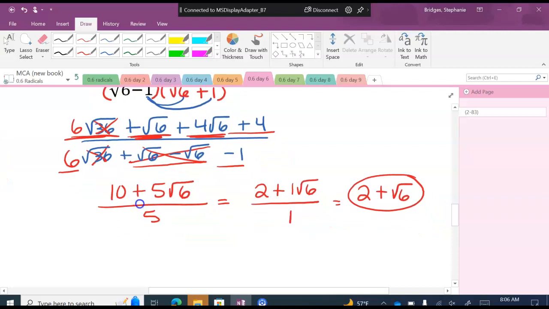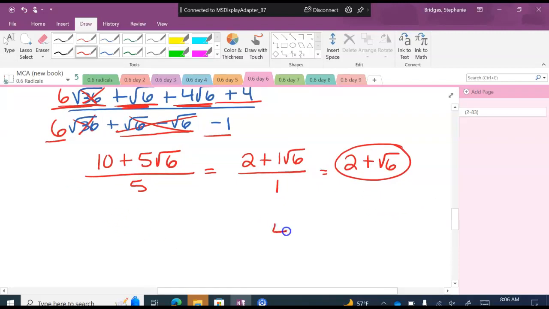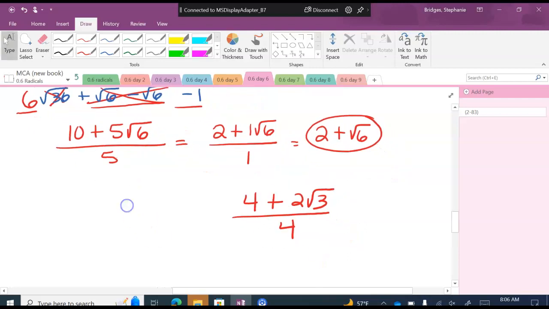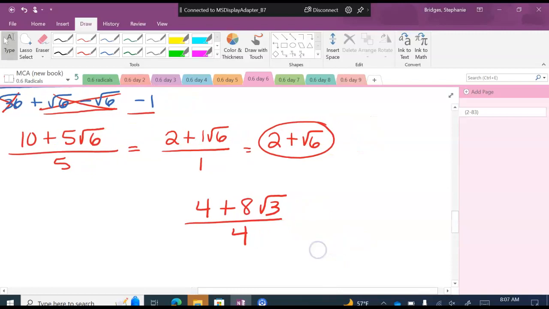One thing I do want to tell you before I let you get on your homework, let's say, for example, I had something like this, okay? When I multiplied it out and combined my like terms. Hold on, let me change this just a bit. Okay, let's take a look at our numbers. The first number 4, the number in front of my radical 8, and the denominator, they are all divisible by what? 4.